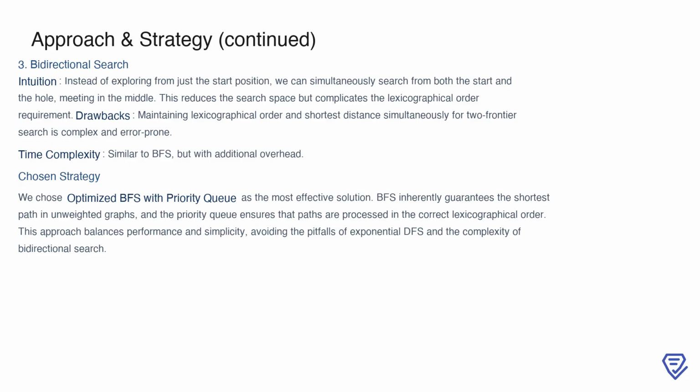It leverages BFS's natural ability to find the shortest path in unweighted graphs while using the priority queue to maintain lexicographical order. This approach strikes the right balance between computational efficiency and simplicity, avoiding the exponential inefficiency of DFS and the complexity of bidirectional search.